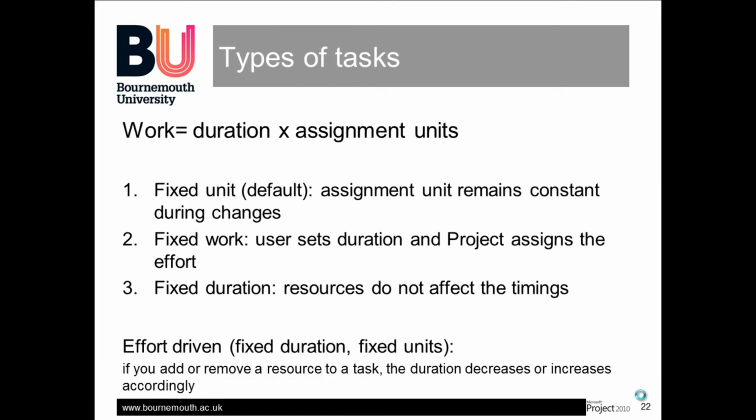Fixed work is the second type of task, and this is when the user sets the duration of the task and then Project will automatically assign the effort required. So, for example, if two people are assigned to one task, Microsoft Project will automatically split the resource allocation 50-50. And the third type of task is fixed duration, where resources do not affect the timings of a task. For example, a flight to Sydney will always take 24 hours, even if more resources are added into the task.